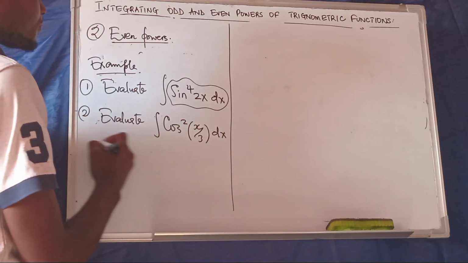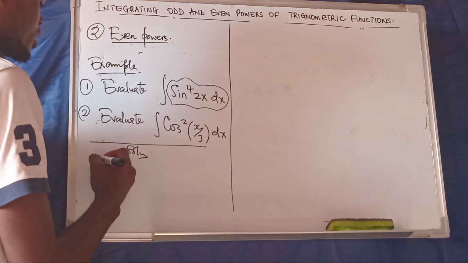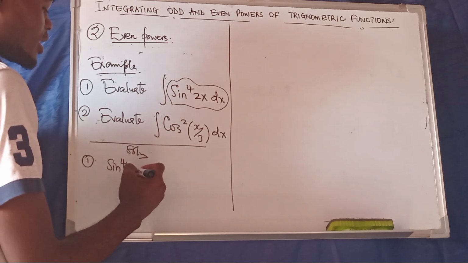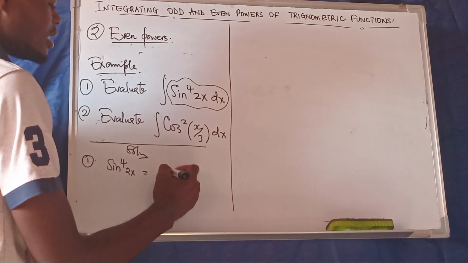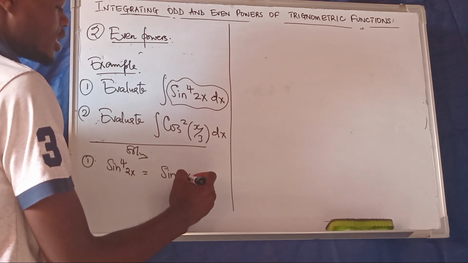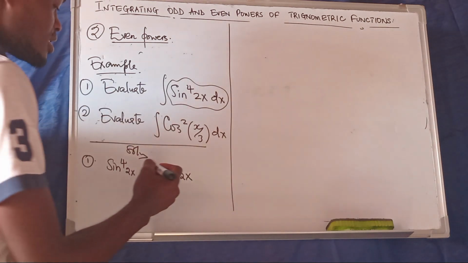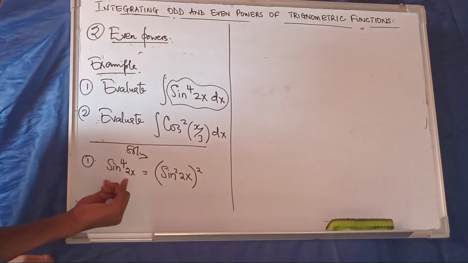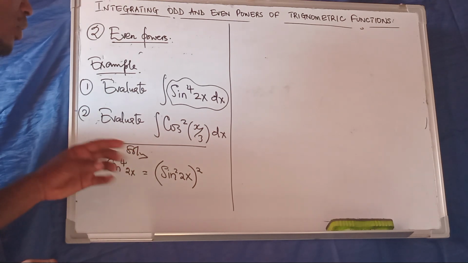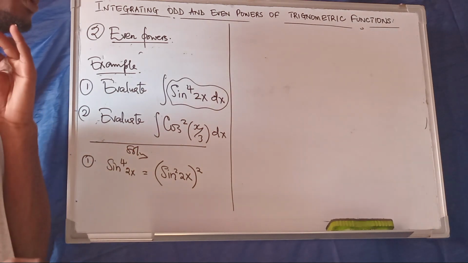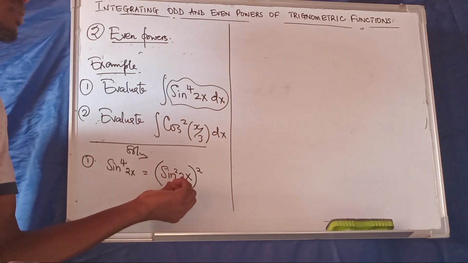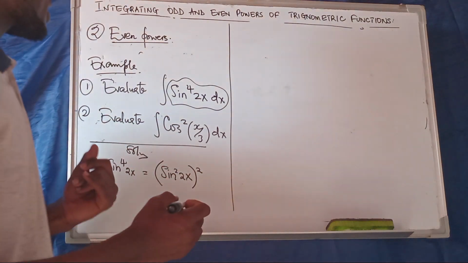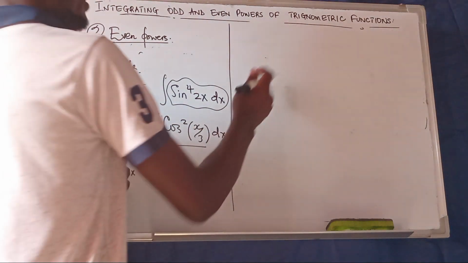So we know, solution 1. Sine power 4 of 2x is the same as sine squared 2x, then squared. This is true for this. But you see that if this power was odd, it would be very hard for us to express this one in terms of that. Before I go further, what if the integral, because we might meet it somewhere.